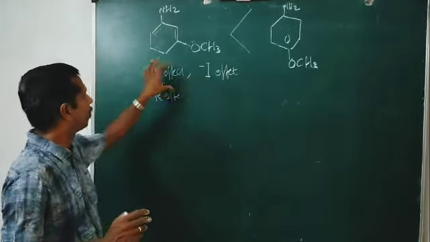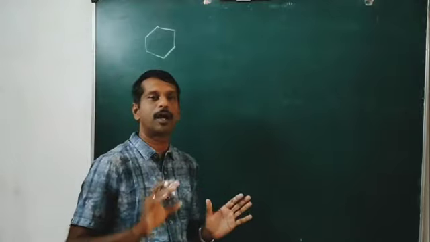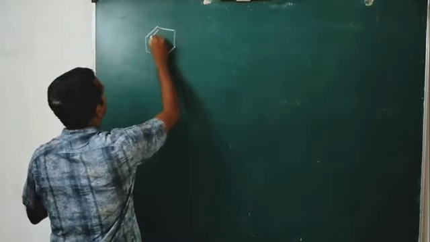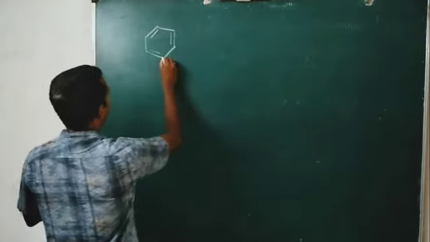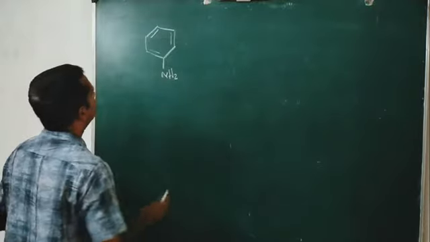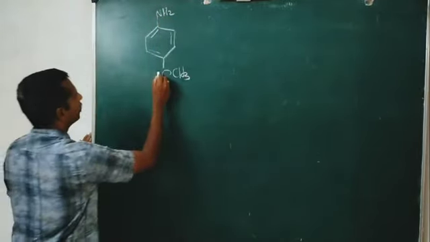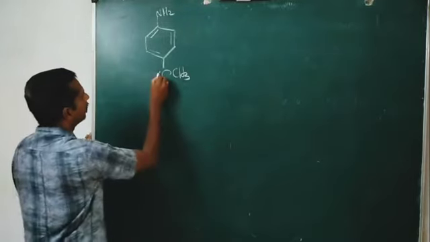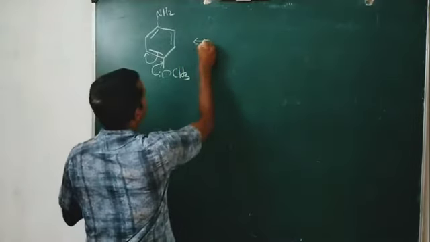Look at it here. Why is the plus M effect more important than the minus I effect, or how does the plus M effect outweigh the minus I effect? First I take the para position. Here it is, sorry, not NH2, OCH3. Here it is NH2. Look at it here. This pair of electrons is going here. I am explaining the plus M effect. Then this pair of electrons is coming to this carbon. So we get a structure like this.